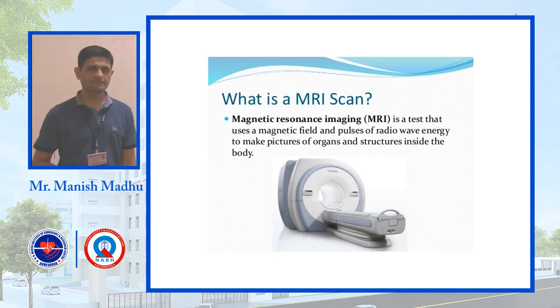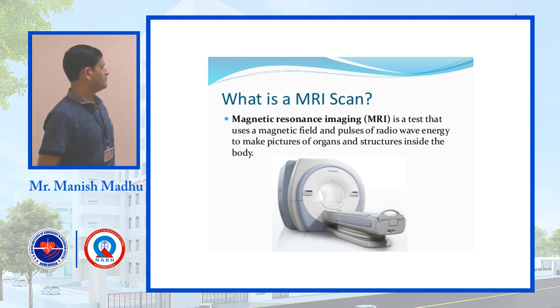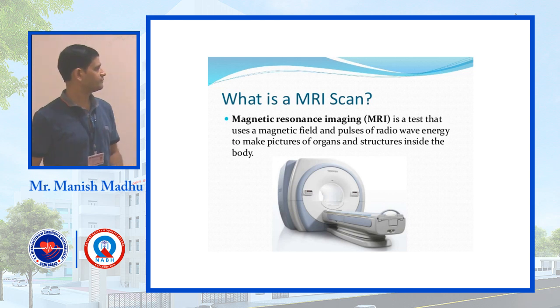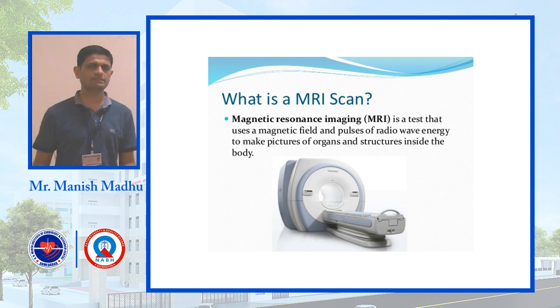Now another, what is the MRI scan? Magnetic resonance imaging is a test that uses a magnetic field and pulses of radio wave energy to make pictures of organs and structures inside the body. So first, what we have concluded here: for CT scan images we use X-rays only, while for MRI we are using magnetic field and radio pulses. Fine. Now we will see the advantages and disadvantages of both equipment.